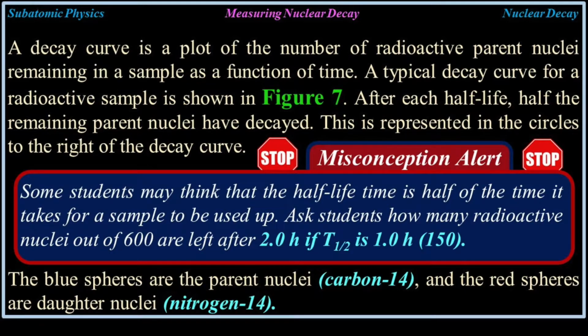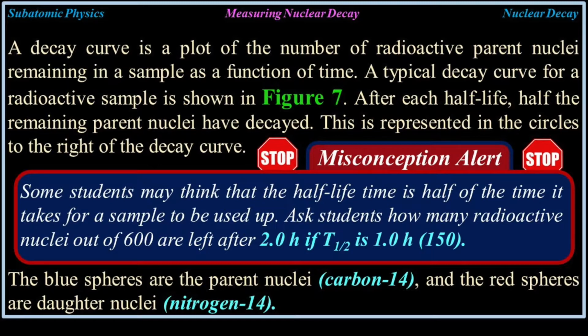A decay curve is a plot of the number of radioactive parent nuclei remaining in a sample as a function of time. A typical decay curve for a radioactive sample is shown in Figure 7. After each half-life, half the remaining parent nuclei have decayed. This is representative in the circles to the right of the decay curve.